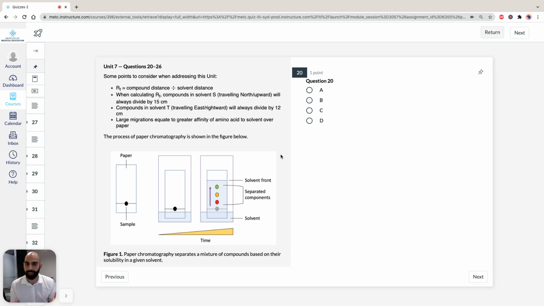If it doesn't go anywhere, then obviously the compound doesn't have an affinity for that solvent. It's not soluble in the solvent. It's not going to go anywhere.